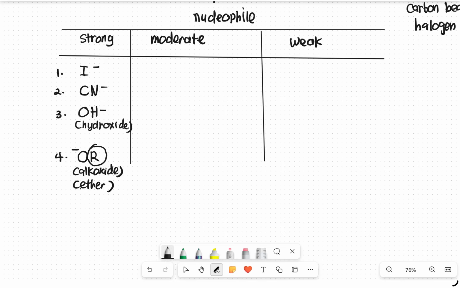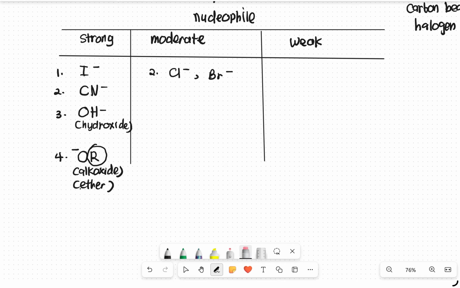Okay, moderate. As I mentioned earlier, for halogen, moderate is Cl, and then we have Br. These two are moderate. Again, it is the same thing. It can derive from NaCl, can derive from KCl, as long as you look at the combination of metal and the ionic halogen, so it can derive the halogen.